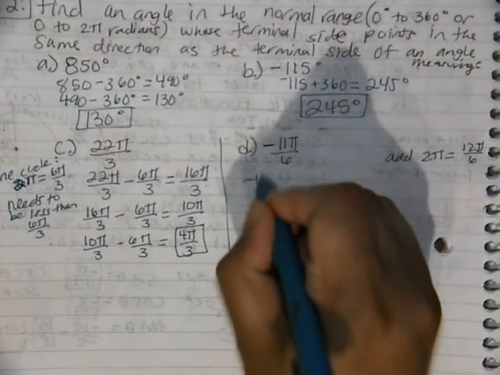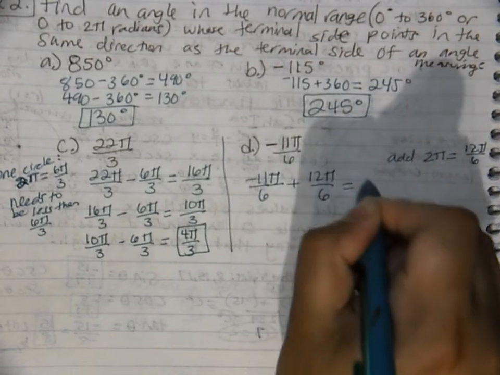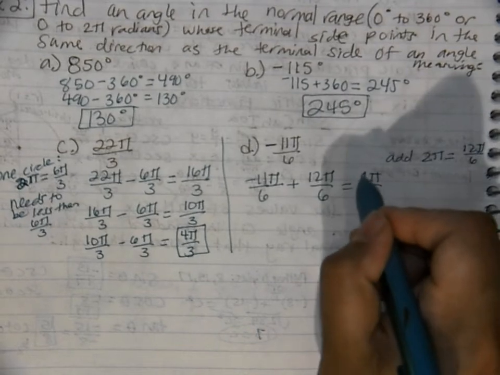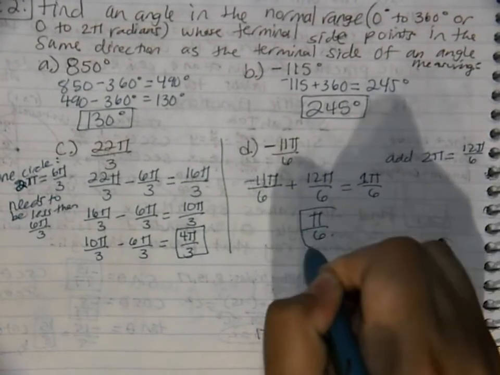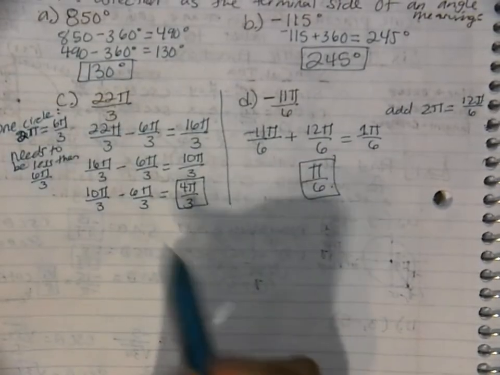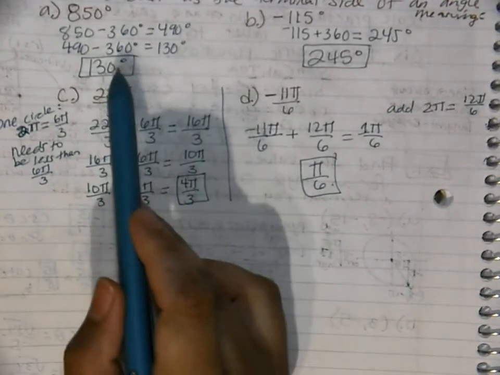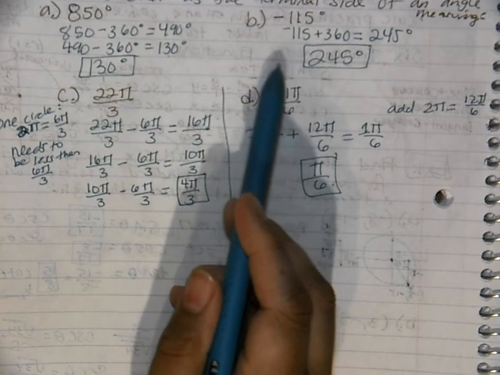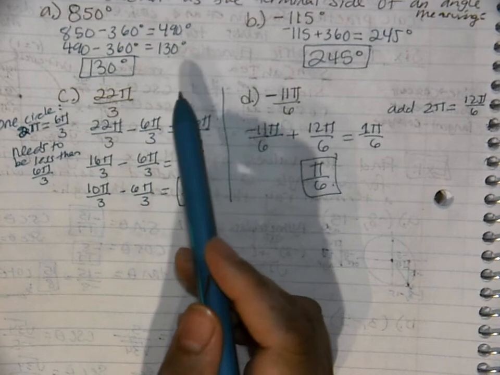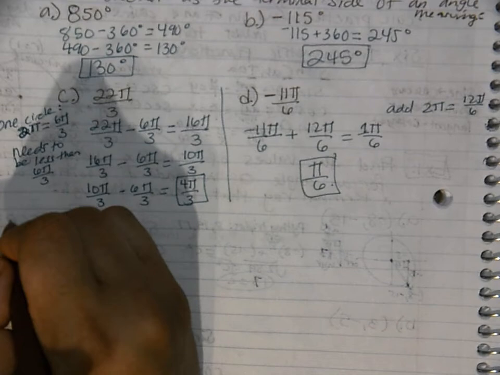So let's go ahead and add 11 pi over 6 with 12 pi over 6. And that's just 1 pi over 6, which we usually don't write that 1. We can just call it pi over 6. That's the final answer on that one. So again, radians tend to be a little bit trickier, but keep either adding 2 pi or subtracting 2 pi. Same idea as adding 360 or subtracting 360. You're going to keep doing that over and over again until you get to a point where it's in the normal range.